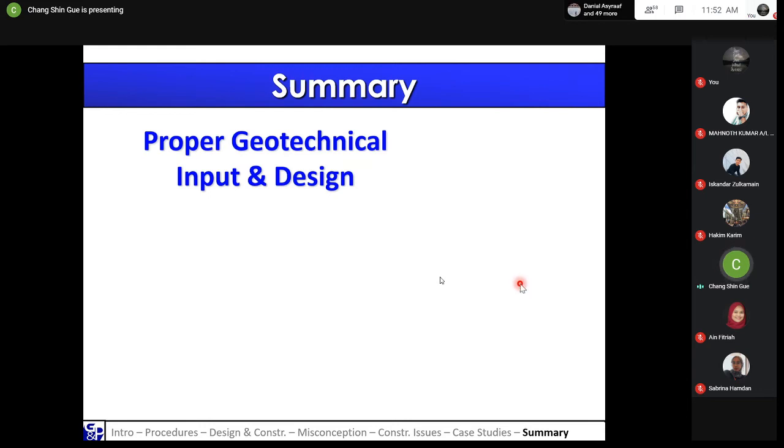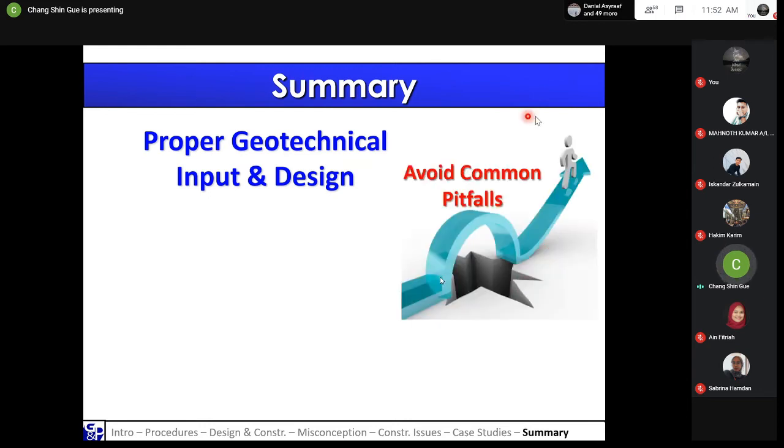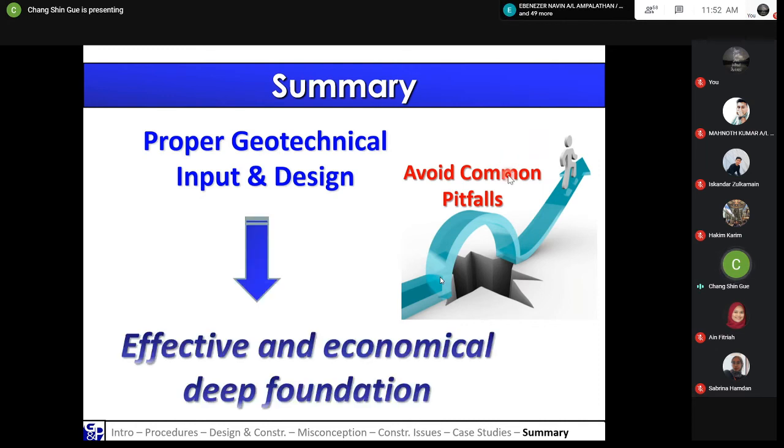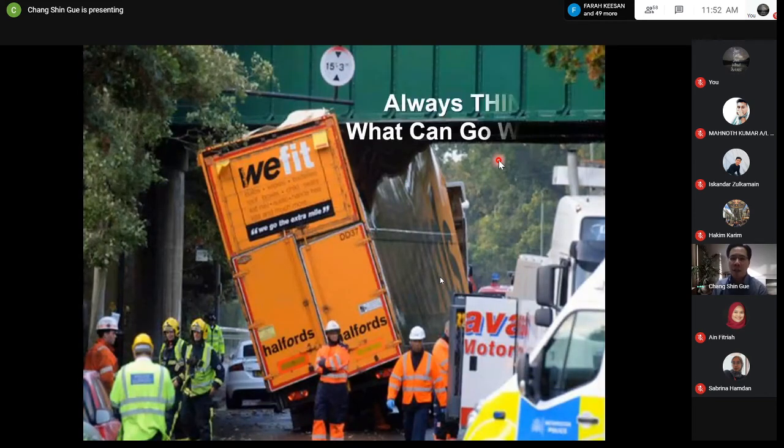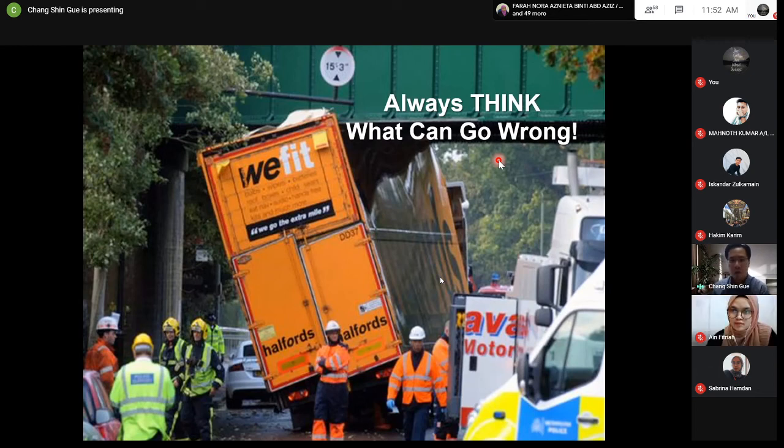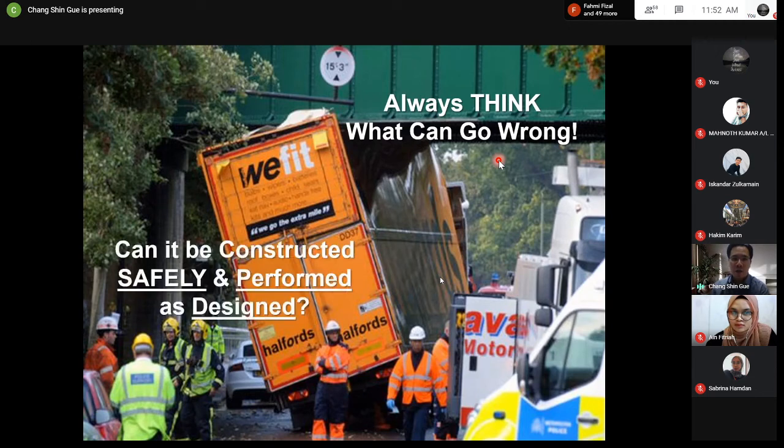So the summary is that with proper geotechnical input and design, and avoiding common pitfalls, you can actually achieve effective and economical deep foundations. And lastly, for engineers, not necessarily geotechnical engineers, what you should always keep in mind is to think about what can go wrong at the site and try to mitigate it before it happens. Also think of whether it can be constructed safely and perform as designed. If you have this in mind, then you can achieve a much better design.